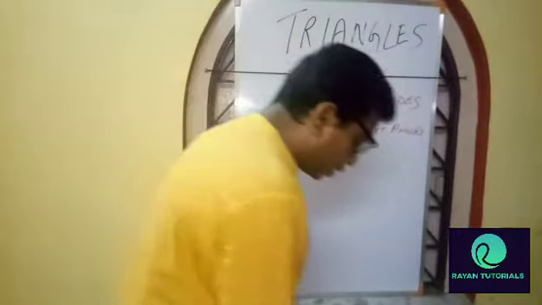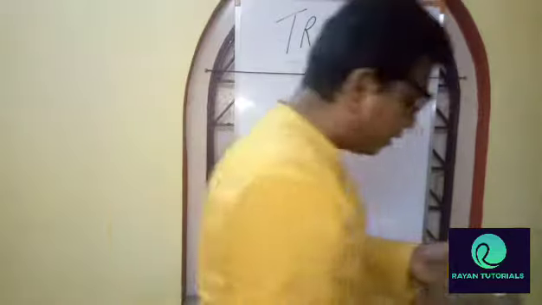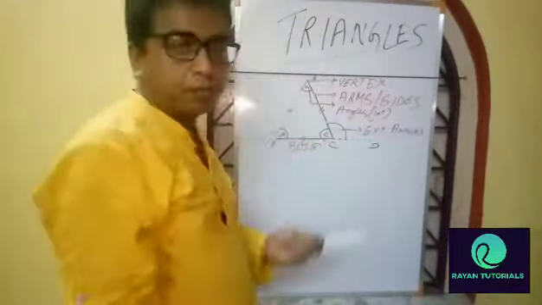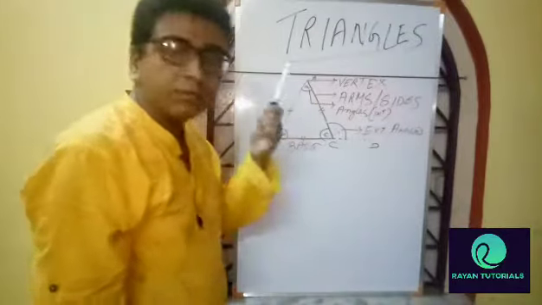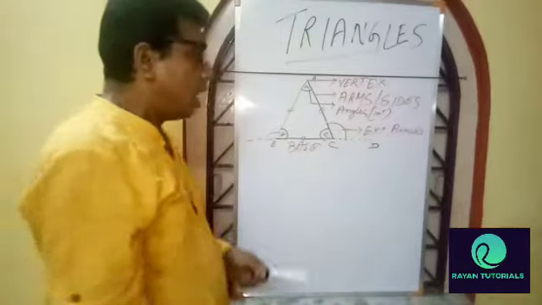So if anybody asks you which one is the base of the triangle, the down side, the bottom part, the bottom arm is called the base.